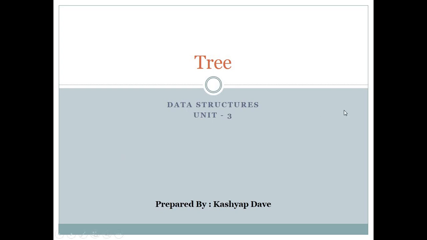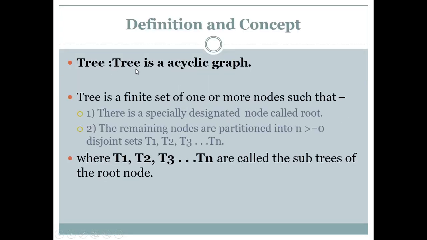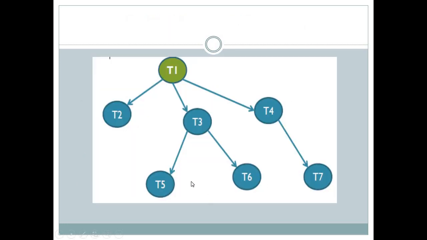Okay, so the definition of tree. Tree is an acyclic graph. We will understand this definition by its example. Now tree will have two things. First one will be the root and second will be nodes, we can say child nodes. Okay, so here we will have this type of structure in tree.